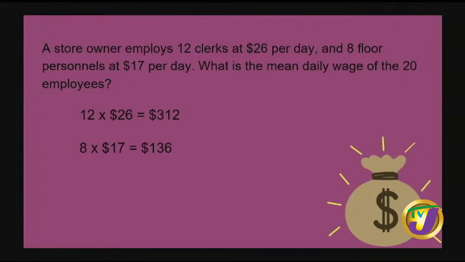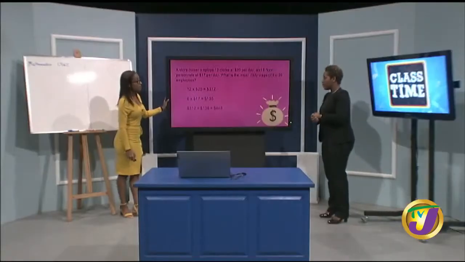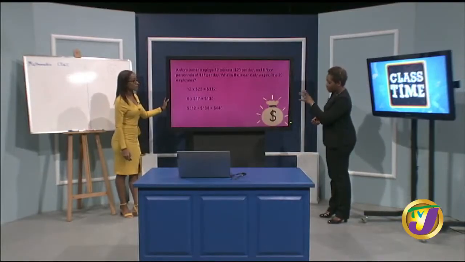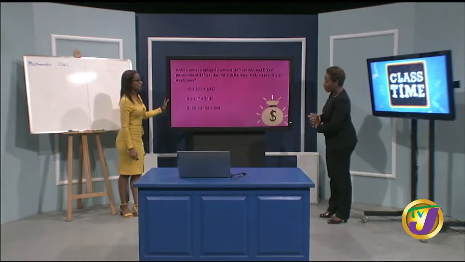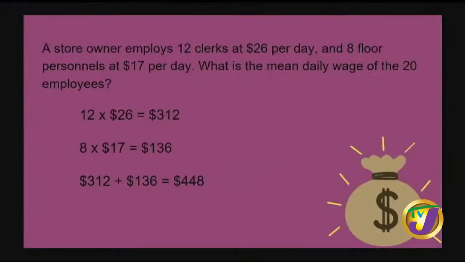Now I want to find out the mean daily wage of the 20 workers. I'm going to have to add those up. So I add both totals and I get 448. Now, how many workers do I have? I have 20. The mean is the sum divided by the total number of values that I added. So I'm dividing by 20. And there you go, $22.40. So the mean daily wage here of the 20 employees is $22.40.